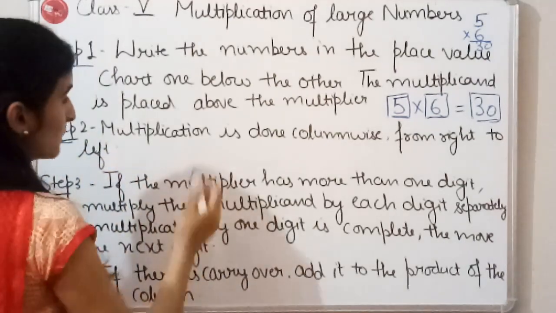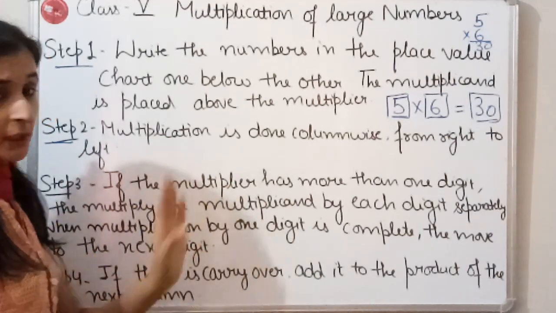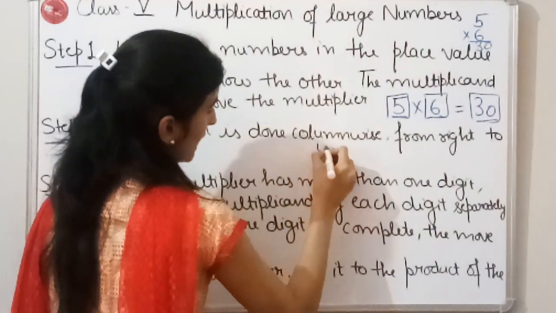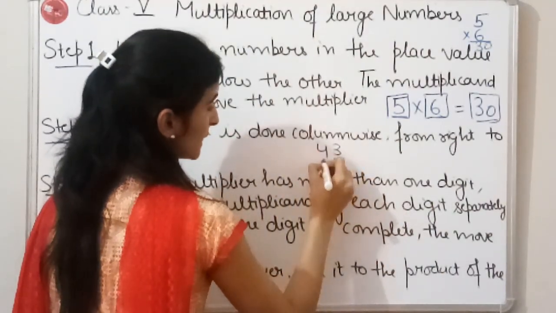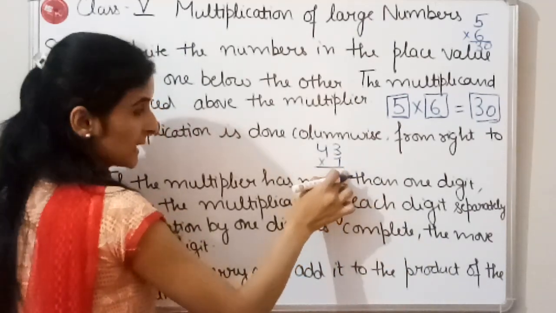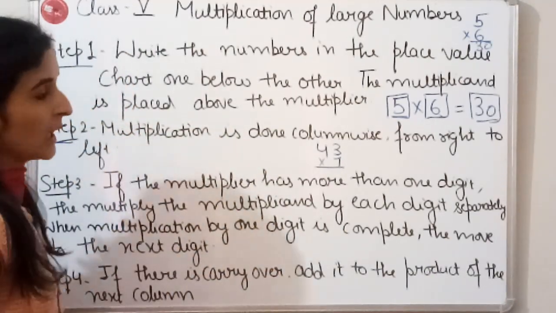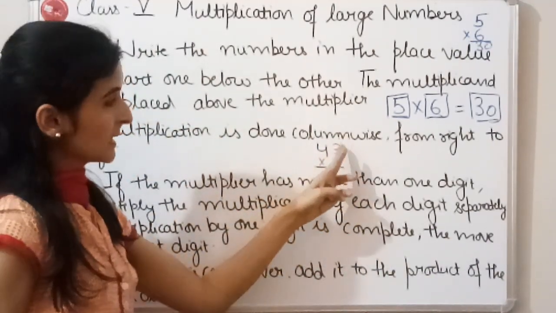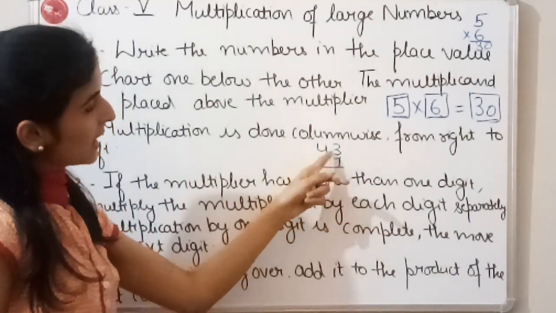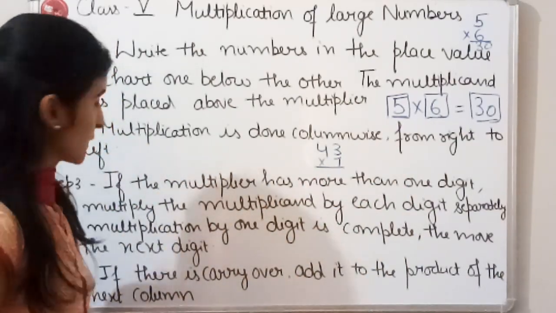Second step is multiplication is done column wise. We always do multiplication column wise from right to left. So suppose we are given 43 and we have to multiply by 7. Then we will start multiplying from the right hand side and move to the left hand side. Right hand side means we start from the lowest place, that is 3, the lowest place, that is ones. So we start from the lowest place, from right to left.